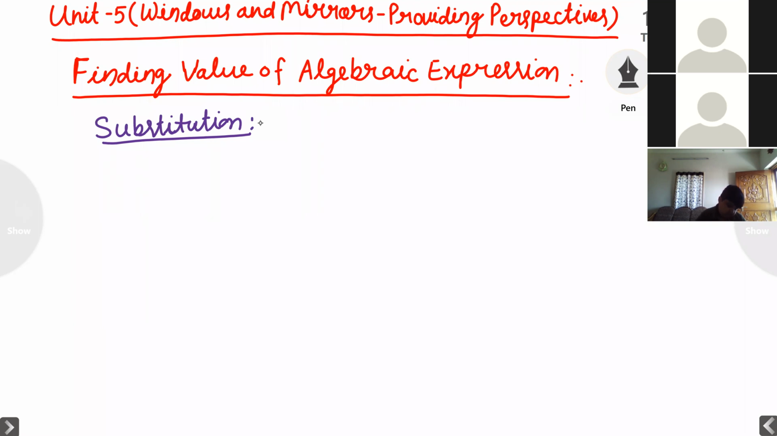What is this method, students? Concentrate, everyone, first. Don't write anything. What is the substitution method? Stop writing, everyone. Augusta, stop writing.